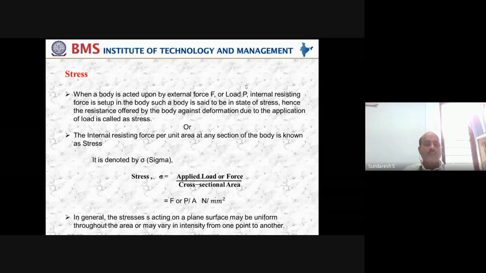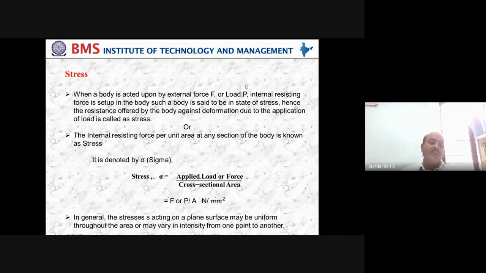We discussed what is a stress. Basically, a stress is the force of resistance a body will offer against a deformation. In the sense, whenever a body is subjected to external loading, the material of the body will offer a resistance to undergo a deformation. So that resistance will come in the form of a force. That force of resistance that a body will offer against deformation, we call stress. So stress is induced within the material, right?